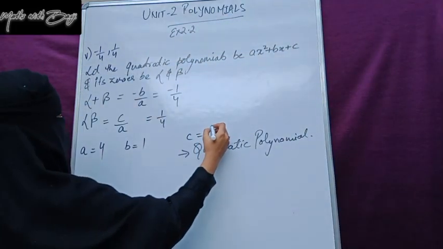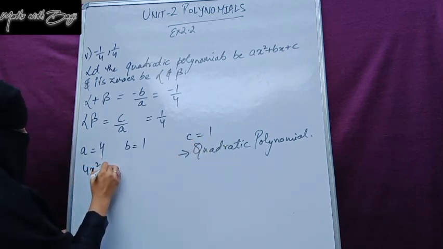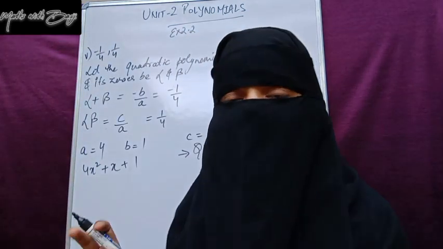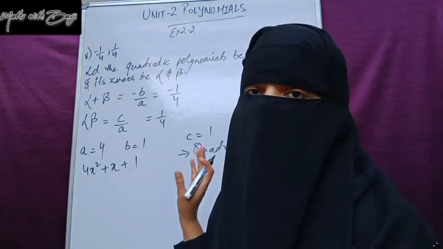And the value of c is what? 1. So write it down: 4x square plus x plus 1. This is your quadratic polynomial. I hope you are able to understand how this thing is working.